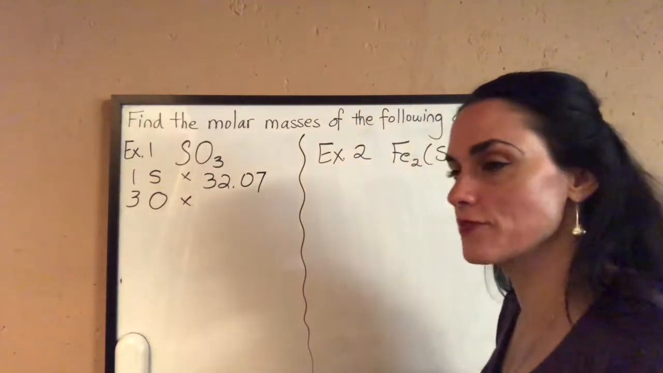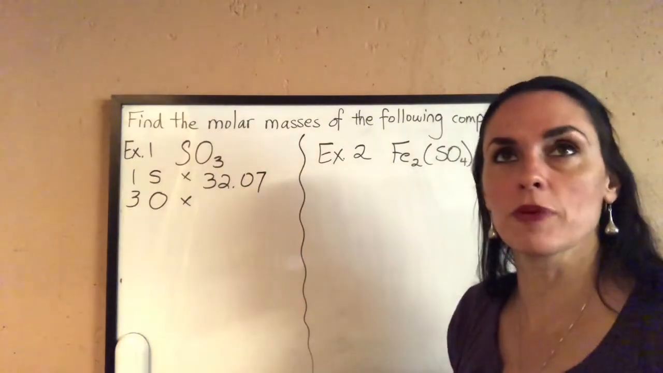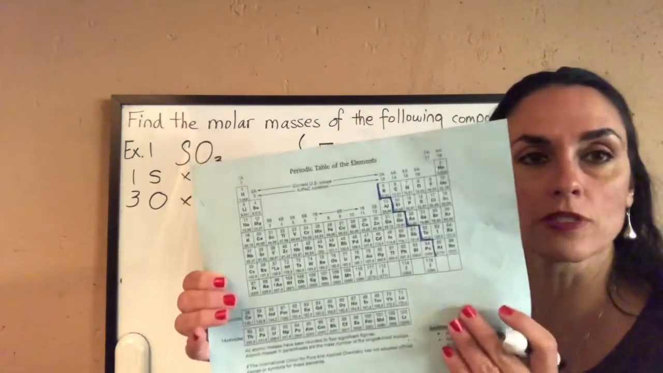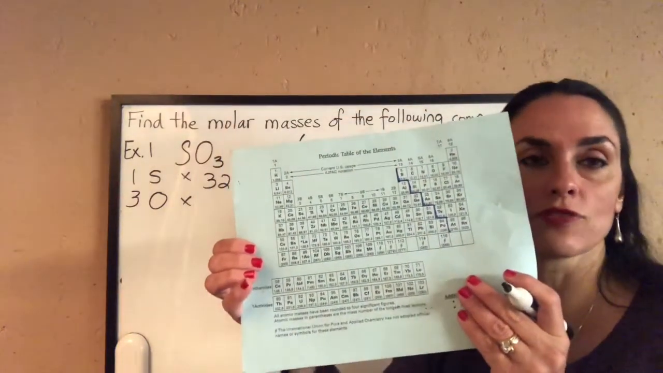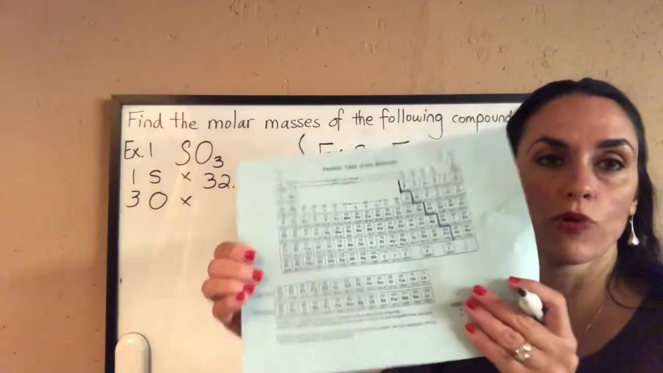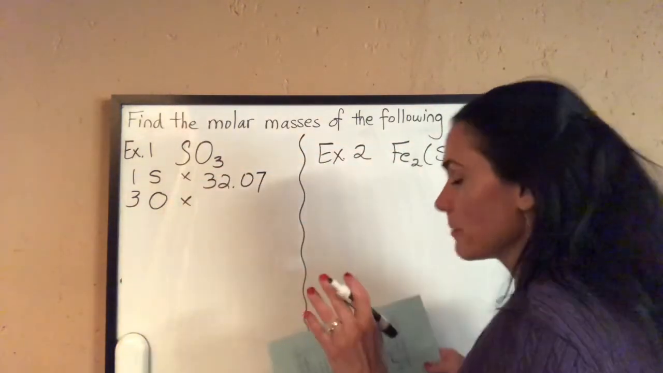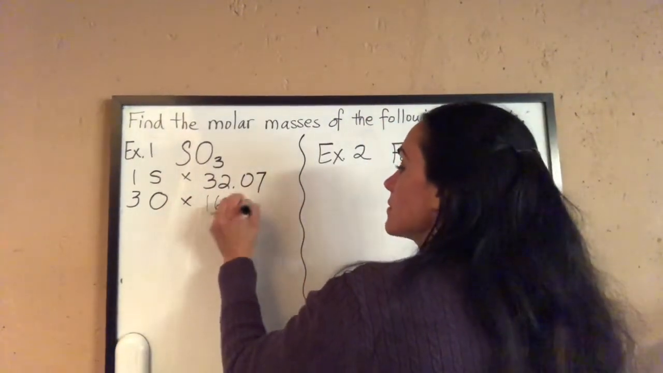If you're looking at a different periodic table, you might see slightly different masses. The periodic table in your textbook and the blue one that I have here, which is also from the textbook, just an earlier edition, has all of the atomic masses rounded to 4 significant figures. So I'm using that one. Oxygen is at 16.